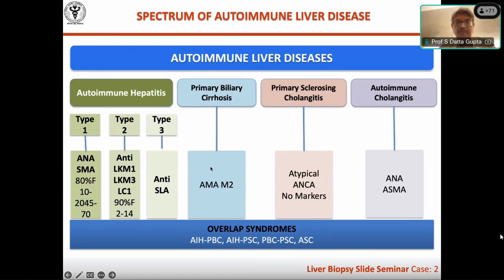Then you have primary biliary cirrhosis, in which you do the anti-mitochondrial antibody, but specifically the M2 variant of the anti-mitochondrial antibody. That is pathognomonic.